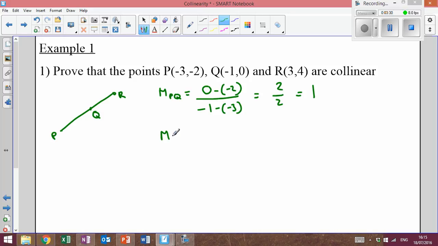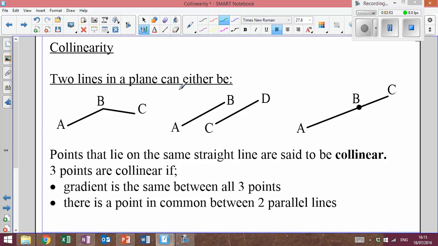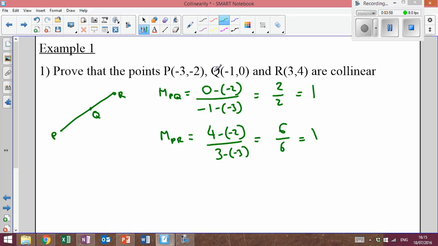It doesn't really matter what combination you pick. I'm going to pick PR. So PR is going to be 4 subtract negative 2 over 3 subtract negative 3, which is 6 over 6, which again is 1. Because the gradient is the same between all 3 points, we've used P twice, a point in common, so they have to be on the same straight line. So these 3 points have to be collinear.